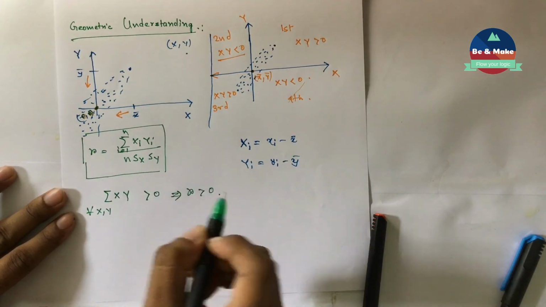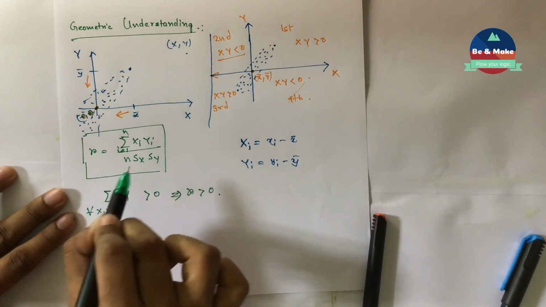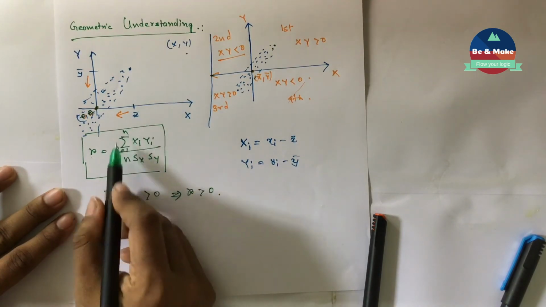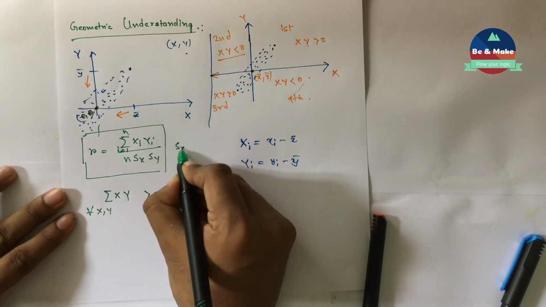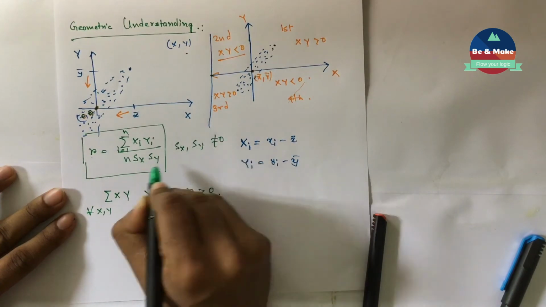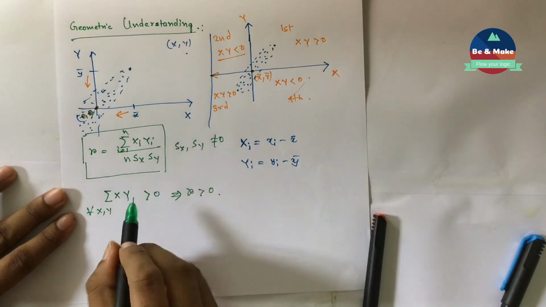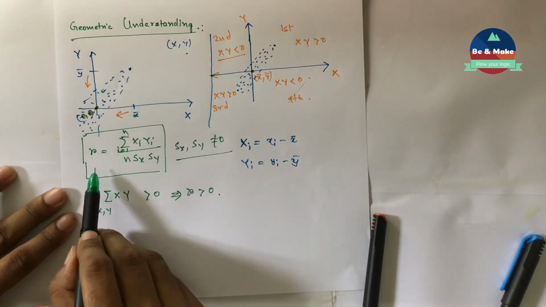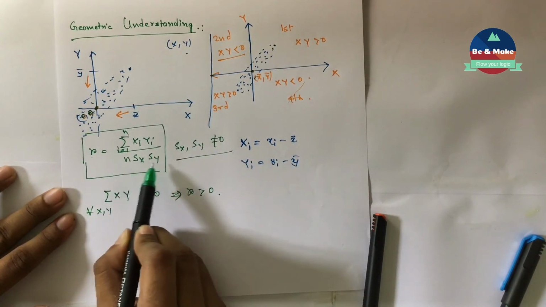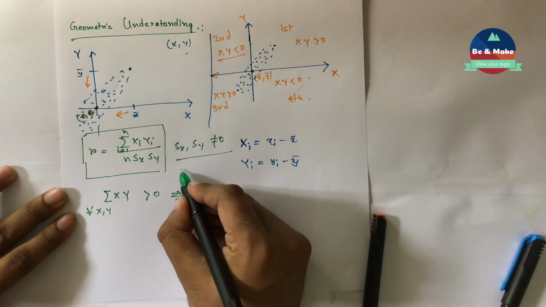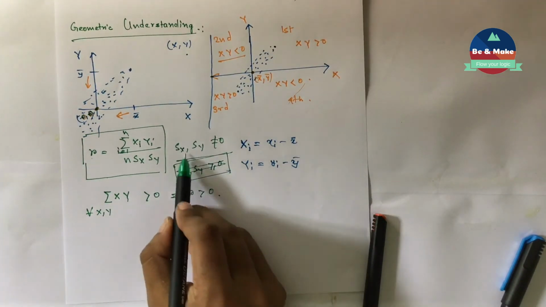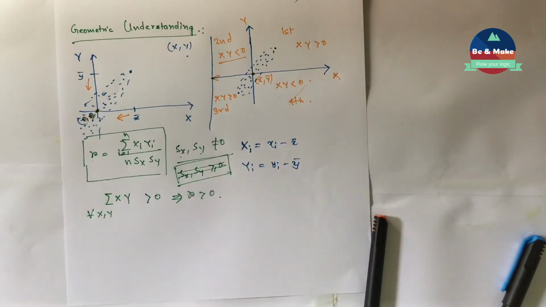Of course, I forgot to say that R is equal to this only whenever sx and sy are non-zero. This is a very important, crucial thing: R is defined only when sx and sy are non-zero. Generally, standard deviations are greater than or equal to 0, so R is defined only when sx and sy are not equal to 0.